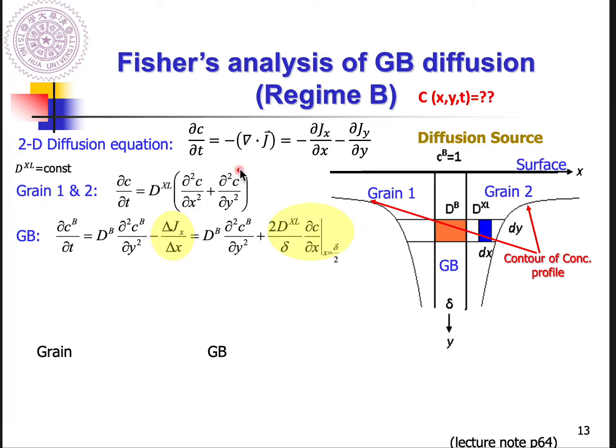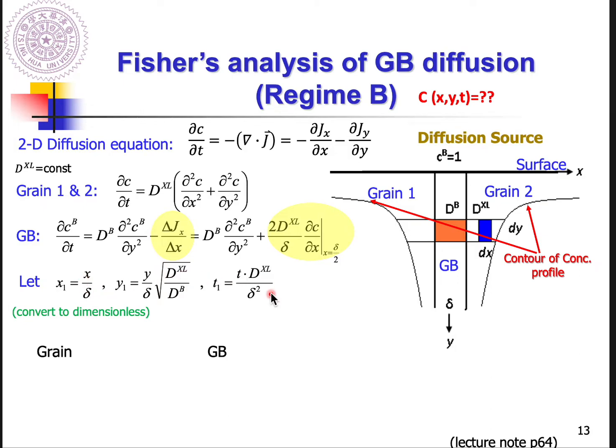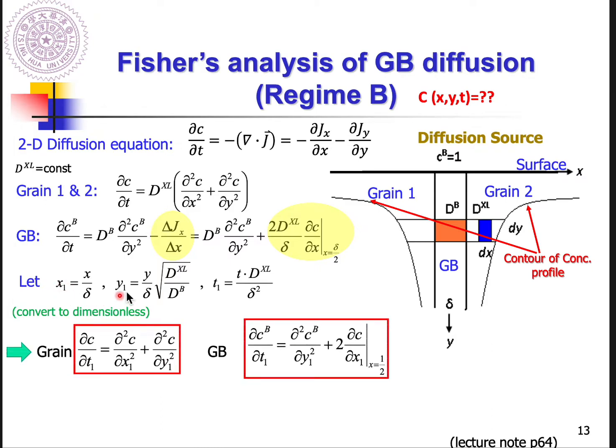In order to simplify both these equations, we then define x1, y1, and t1 like this, respectively. This is actually dimensionless, because x is a length divided by a length, so it is dimensionless. After we use x1, y1, and t1 to substitute into this equation, we can get the new diffusion equation in the grain and also in the grain boundary, expressed in x1, t1, and y1.